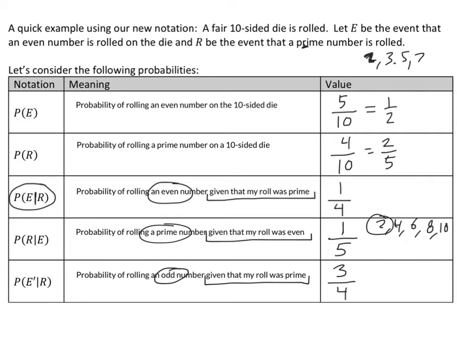So this is what it looks like to use this notation and to think about conditional probability. We're now going to go into thinking about how we can use that in a formula and then in a tree diagram.